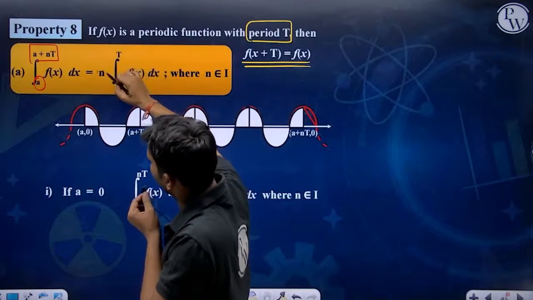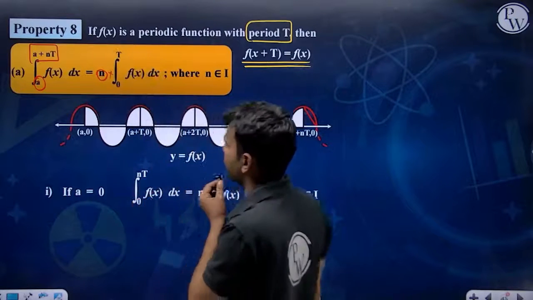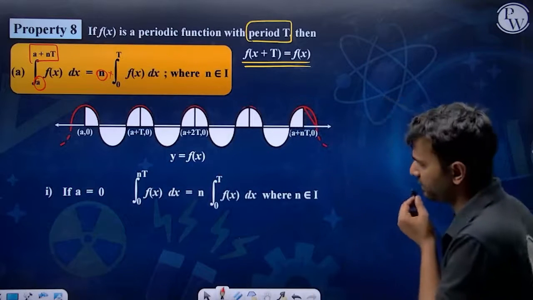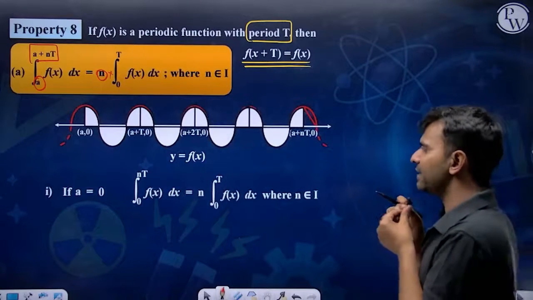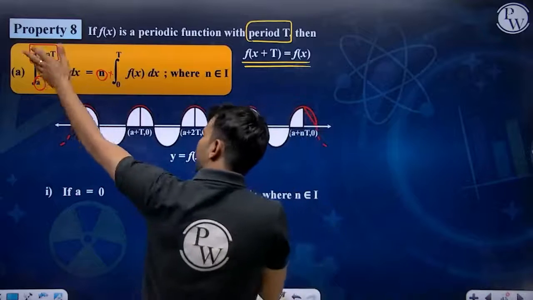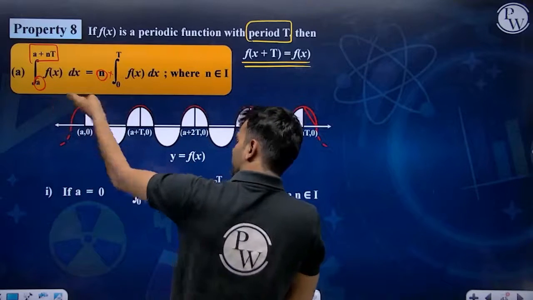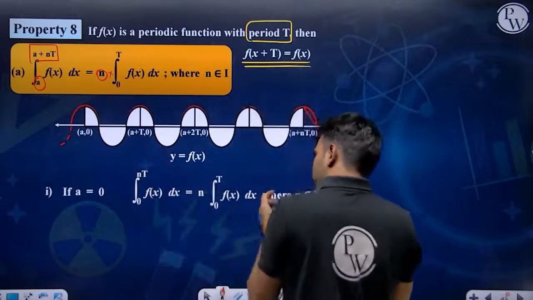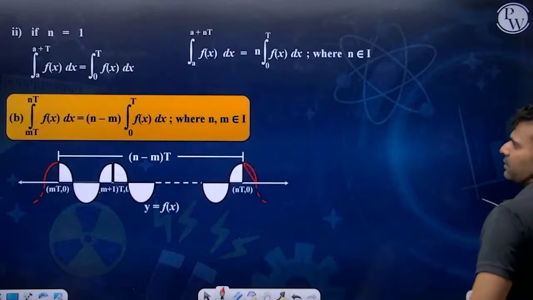So you can write it down as n times of 0 to t f of x dx as well, everyone. Okay, in these scenarios, a is any value, then also it is fine. If a is 0, then it will become 0 to nt. Okay, like that. So not an issue, right? Yes. So it is there.